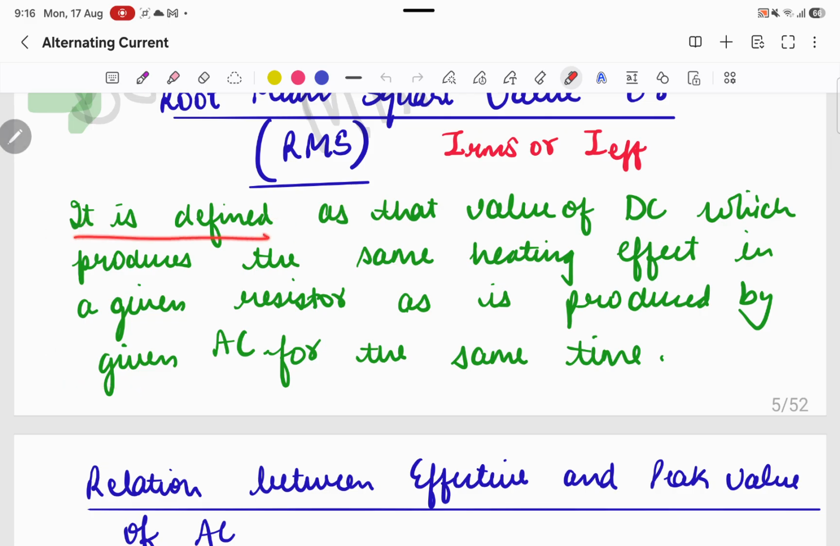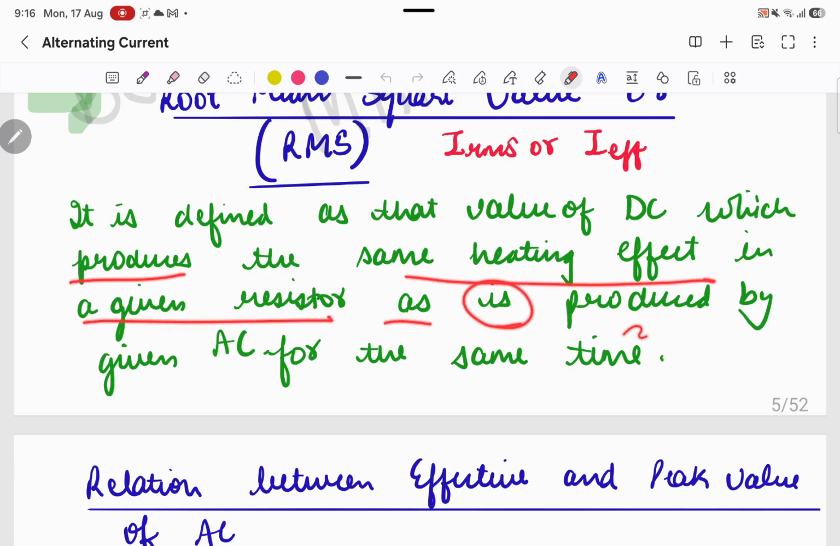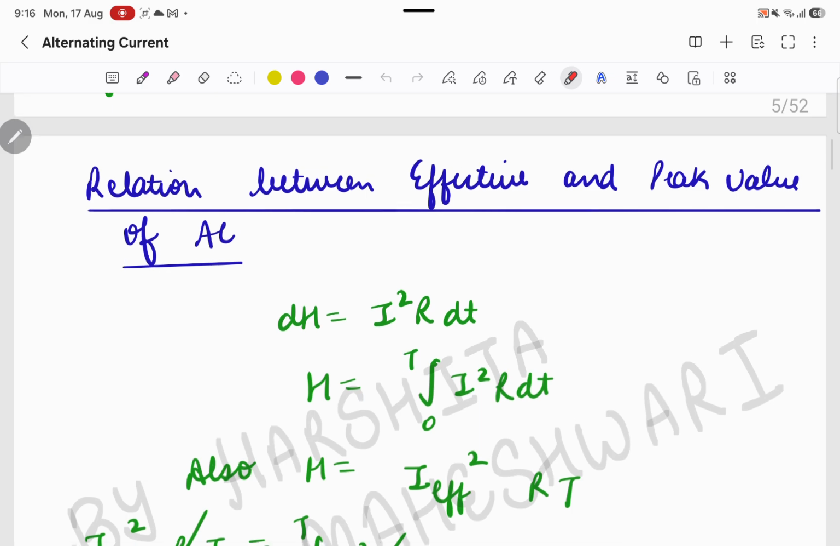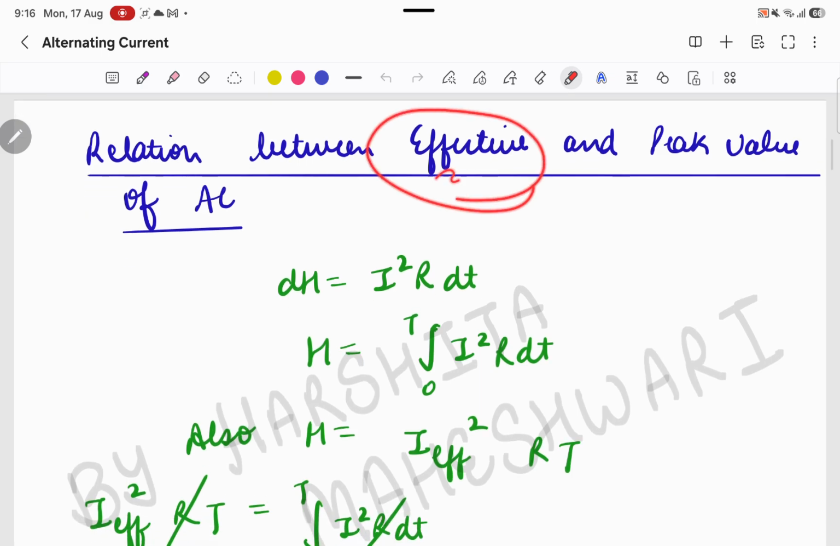It is defined as that value of direct current. Make sure to write the word direct current here. It produces the same heating effect in a given resistor as is produced by the given alternating current for the same time period. Now, what is the relation between the effective and the peak value of alternating current?